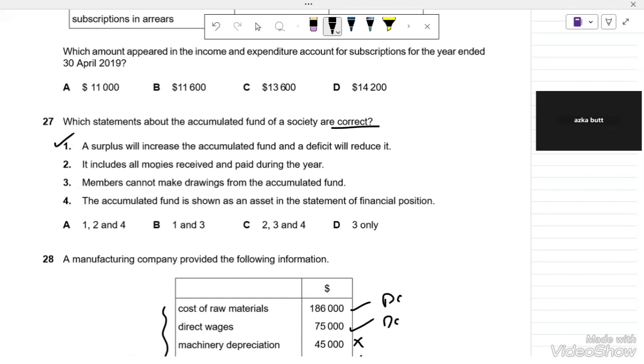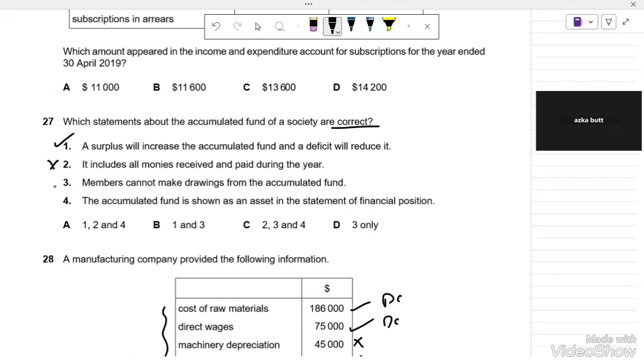Number two is that it includes all monies received and paid during the year. This is incorrect because the accumulated fund does not include all monies received and paid during the year. It only reflects the net assets or accumulated surplus of the society. So two is not right.